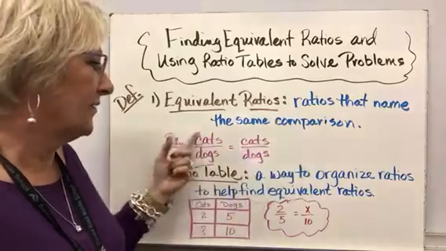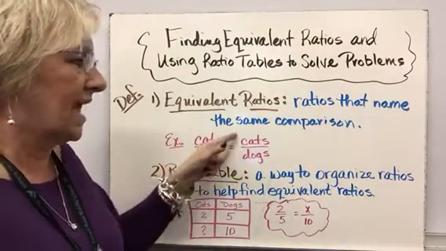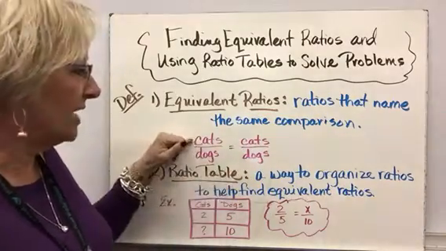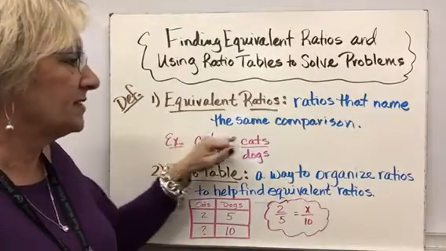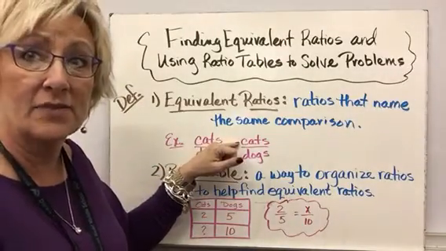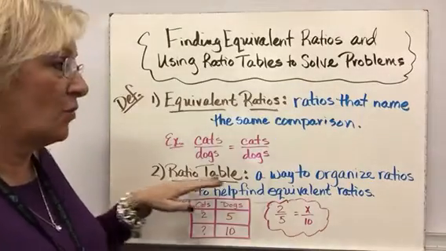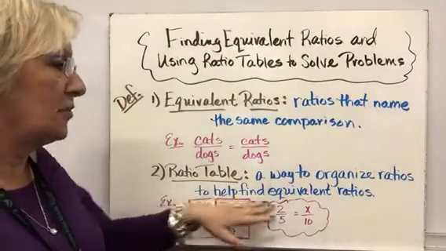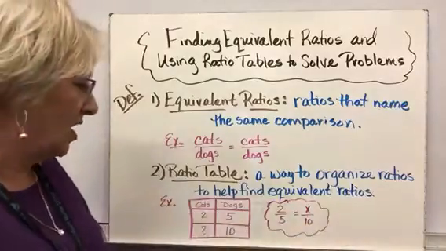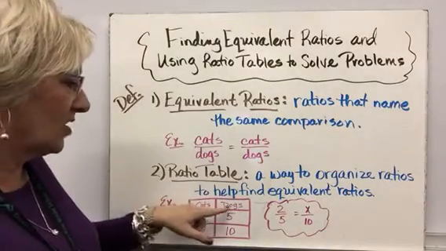Think about it as you've got cats to dogs is equal to cats to dogs. So if you put cats on top and dogs on the bottom, this ratio has to show cats on top, dogs on the bottom. Your ratio table is just another way to organize the ratios to help you find equivalent ratios. For example, you've got cats and dogs.